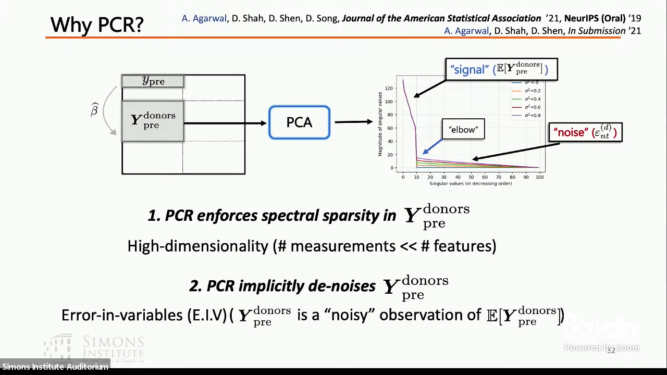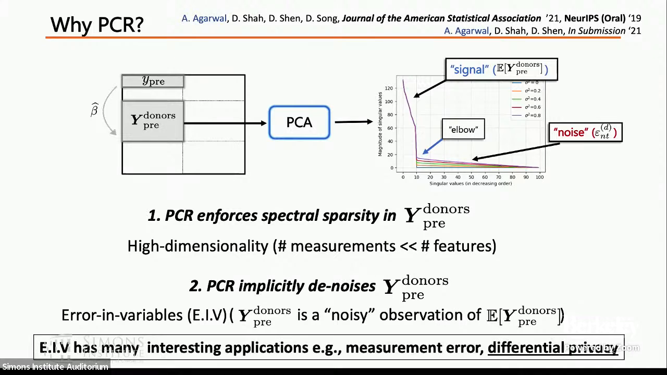The second one is that it implicitly denoises Y donor pre. Okay, so this helps you deal with the problem of error in variables, which is the challenging problem in statistics, where you can think of Y donor pre as a noisy observation of the expected Y donor pre matrix, which is what you'd actually like to regress against. And I just note that error in variables has many interesting applications. Measurement error is classical in stats, but also, for example, differential privacy, where you actually artificially inject noise into your system, like Laplacian noise, to make it differentially private. You can pose that as a problem of error in variables regression.